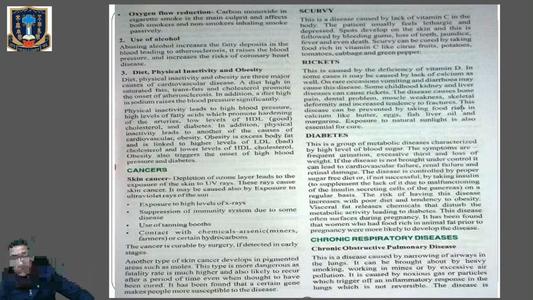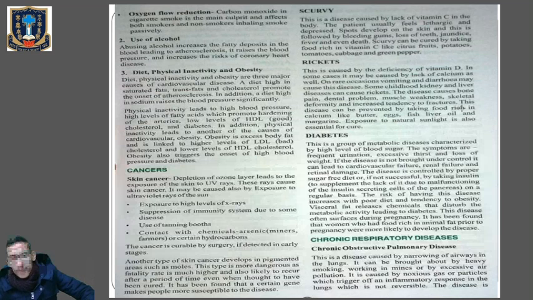Okay, then rickets, which is caused by deficiency of vitamin D, and is mainly caused by the lack of calcium as well. Clear? So symptoms, there can be vomiting, diarrhea, and in childhood kidney and liver diseases can cause rickets. This can be prevented by taking food rich in calcium, like egg, fish liver oil, butter. And even exposure to sunlight can also cure rickets, because we get vitamin D from the sunlight.